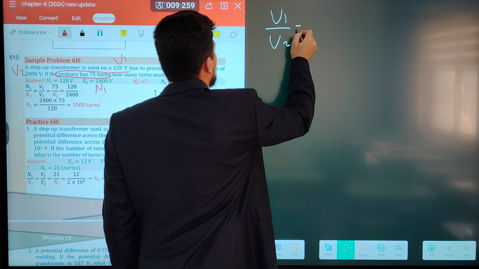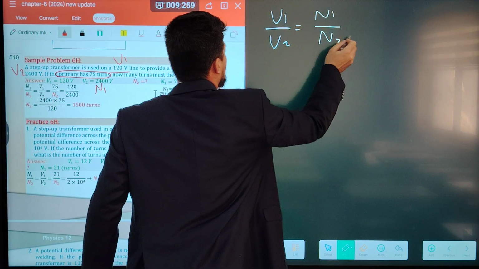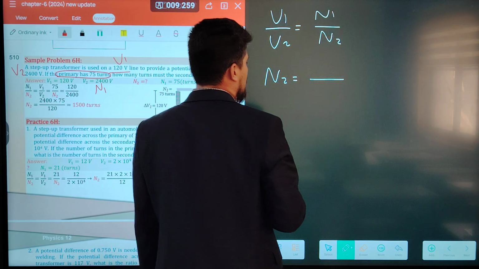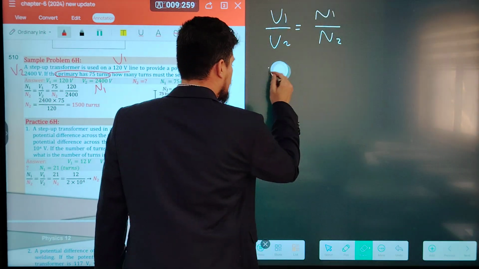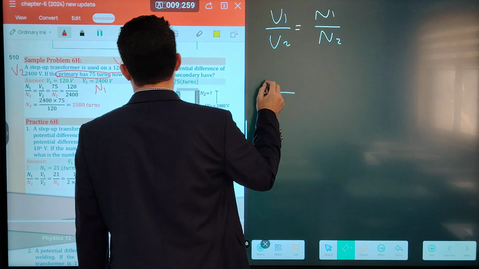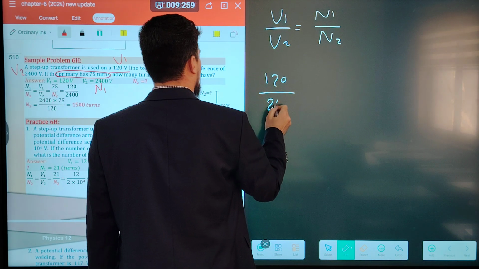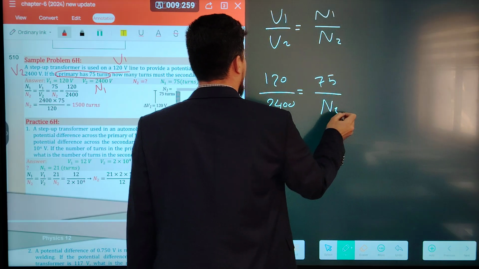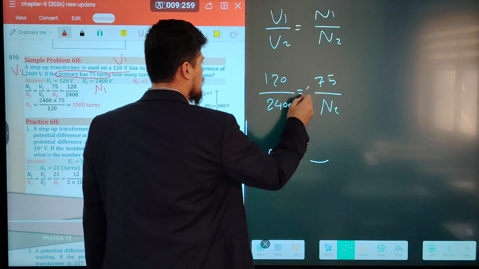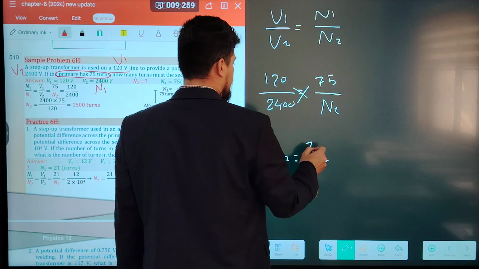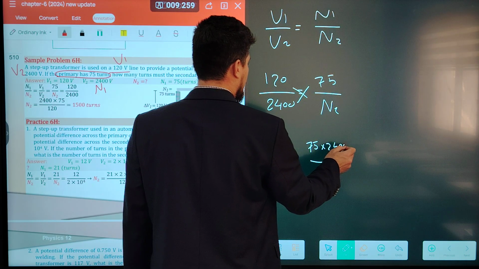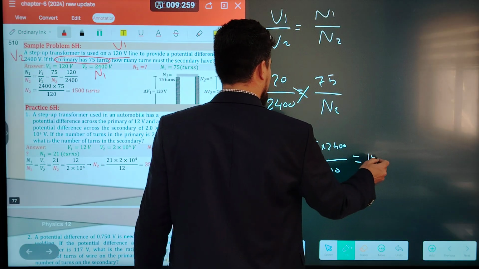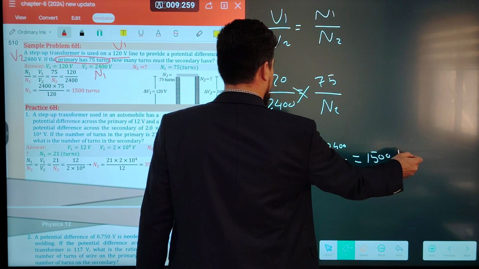V1 over V2 equals N1 over N2. N2 is unknown. N2 is equal to what? And you can replace the numbers. V1 120, V2 2400, N1 75, N2 unknown. N2 is equal to what? Cross product: 75 times 2400 divided by 120, which is equal to 1500 turns.